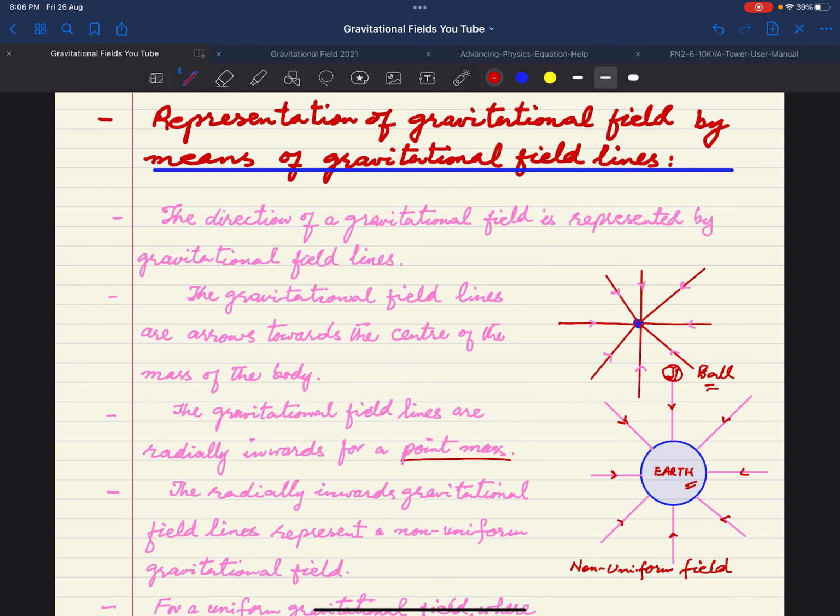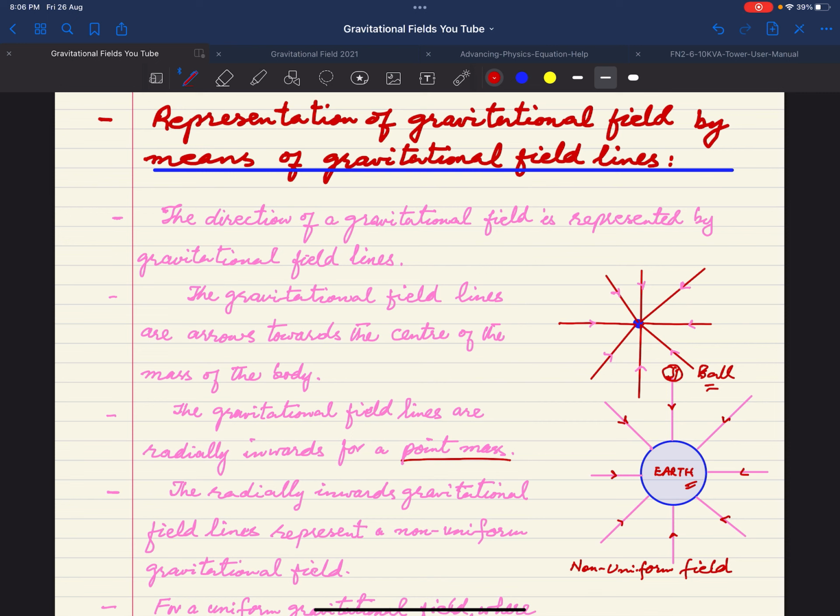So remember this thing, how you are representing this field. You are using field lines or arrows. Where the field lines are congested, you will say that the field strength is high, and where they are scattered, you can say that the strength is not that high, or the gravitational field strength is low.